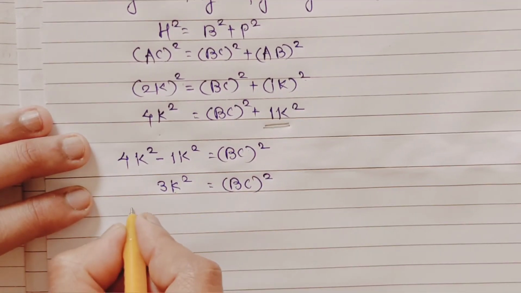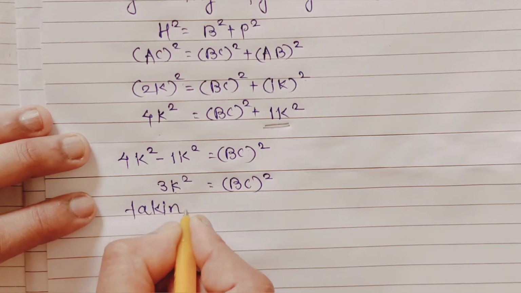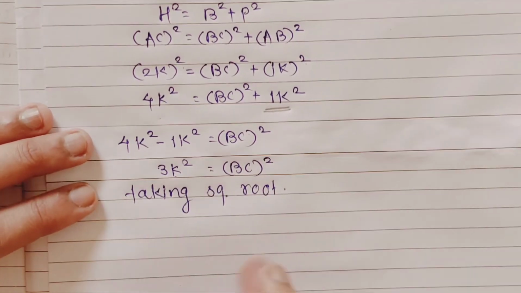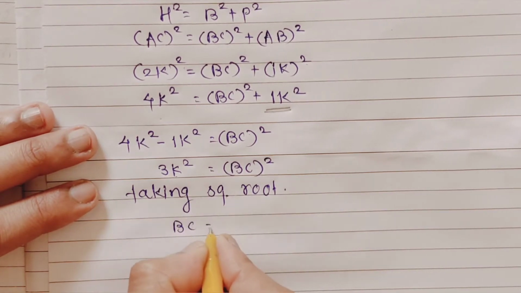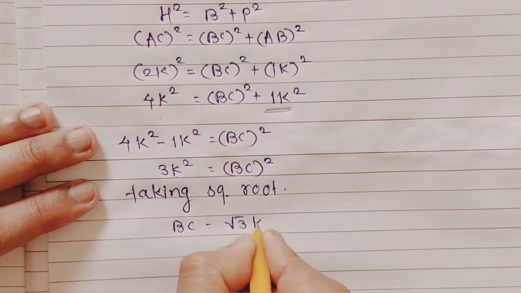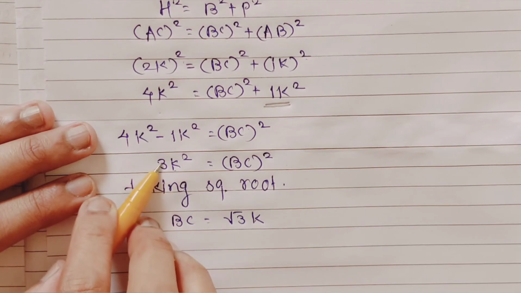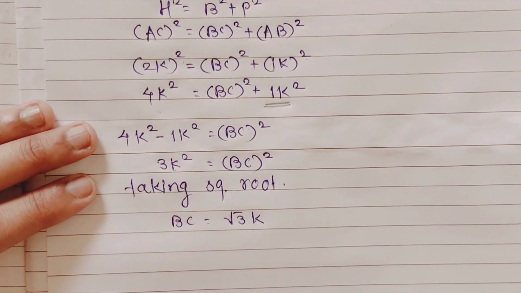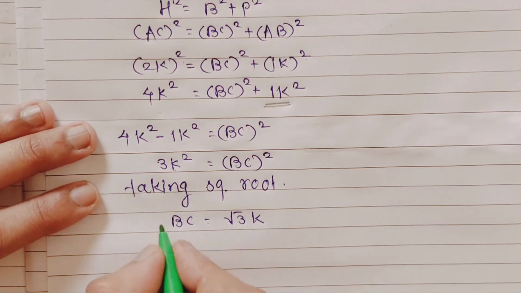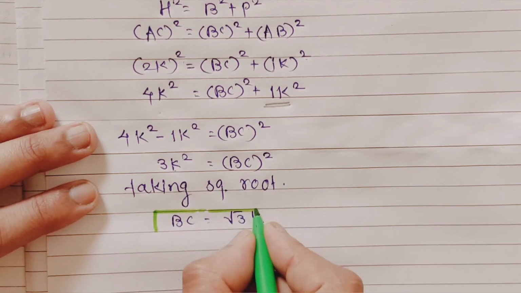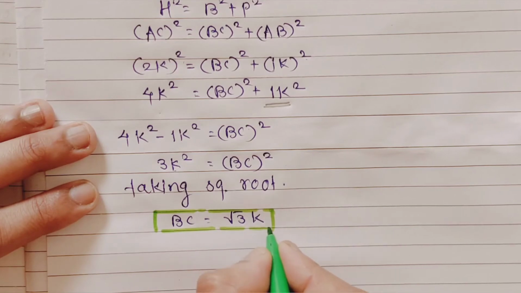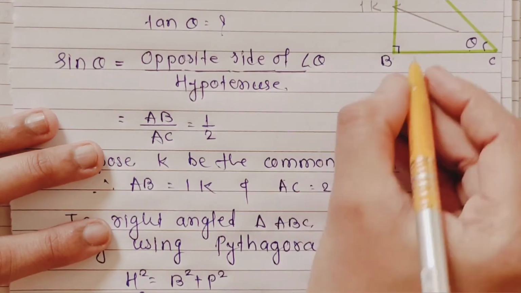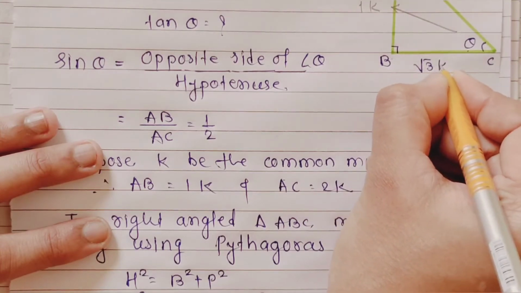Now taking square root from both sides, we can write BC is equal to root 3 into k. So the square root of 3 will be root 3. Then the square root of k square will be k. So BC is equal to root 3 into k. So let us mention this value in the figure. BC is equal to root 3 into k.